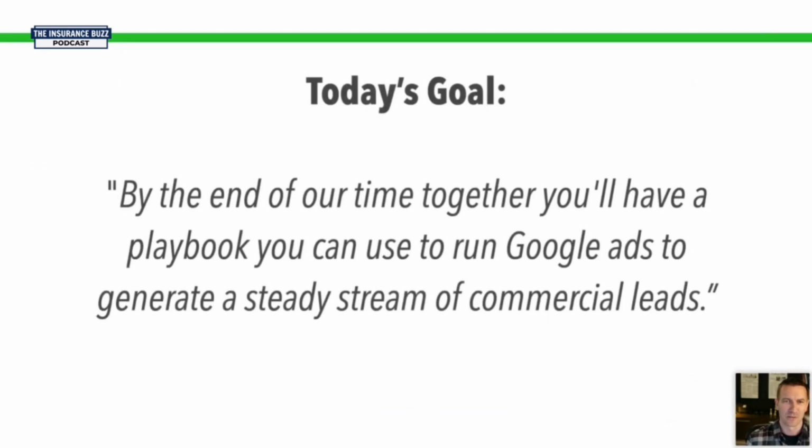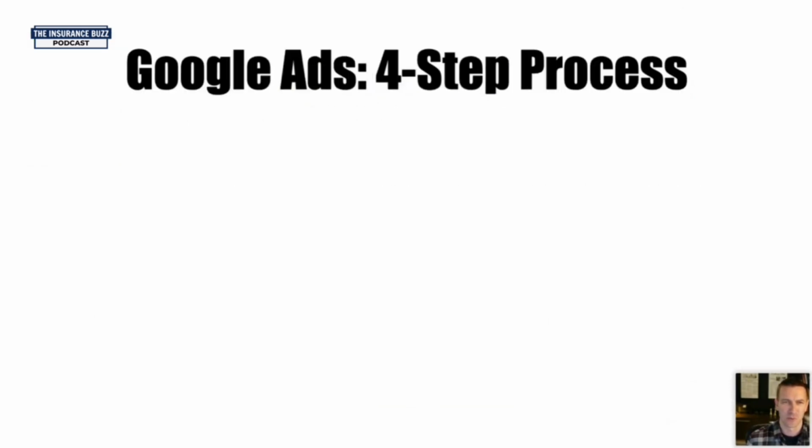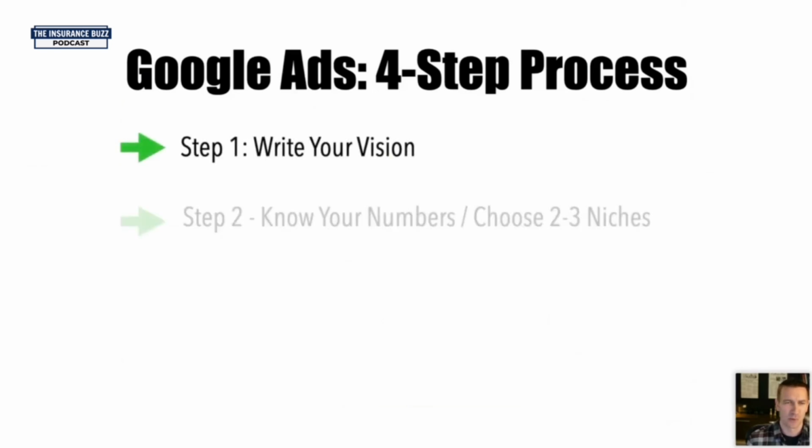So again, our goal today is to have that playbook that you can use to generate a steady stream of commercial leads. We're going to do that via a 4-step process, what we're going to go through today. Number 1 is writing your vision. I'm a big believer in getting clear on your vision. What is it you want? What does success look like for you as it relates to this and the bigger picture?